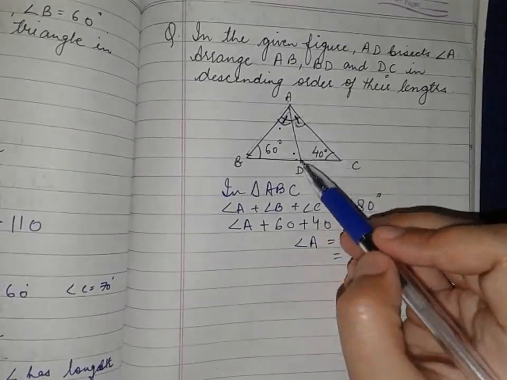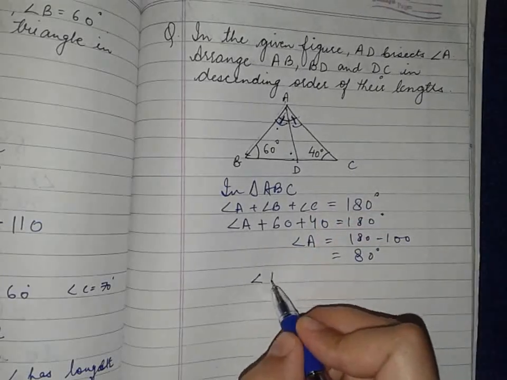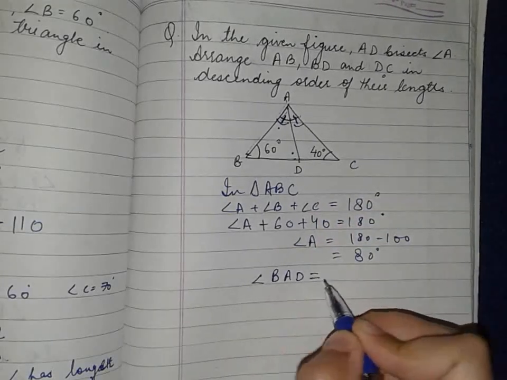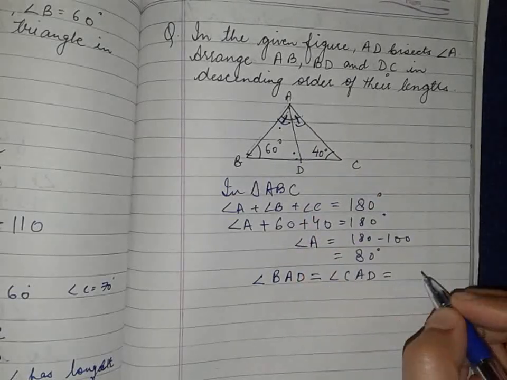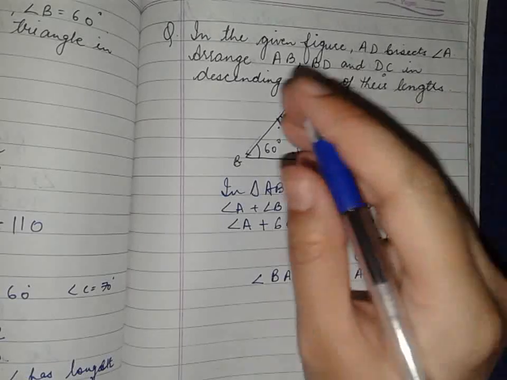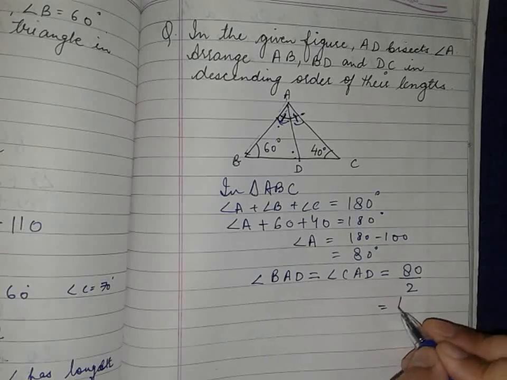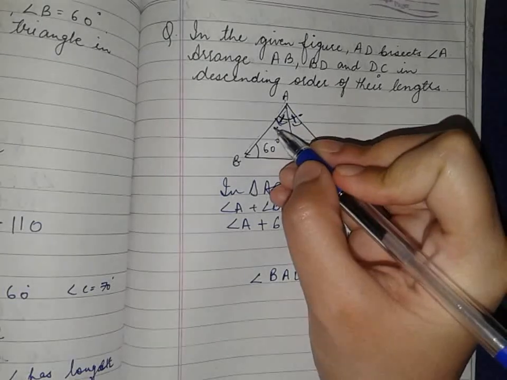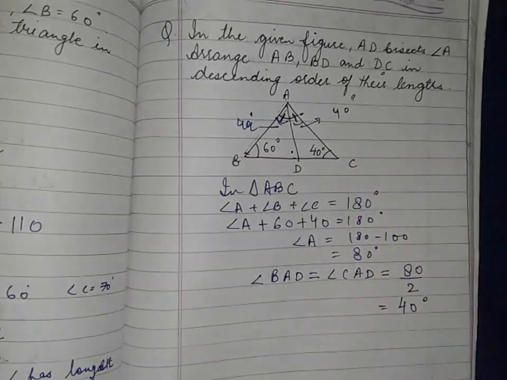Now this AD bisects this angle A, the complete angle A, so angle BAD will be equal to angle CAD, because AD bisects them, equal to half of this complete angle A. This is what is meant by AD bisecting angle A, that is equal to 40 degrees. So this is 40 we have found, and this is also 40 we have found.